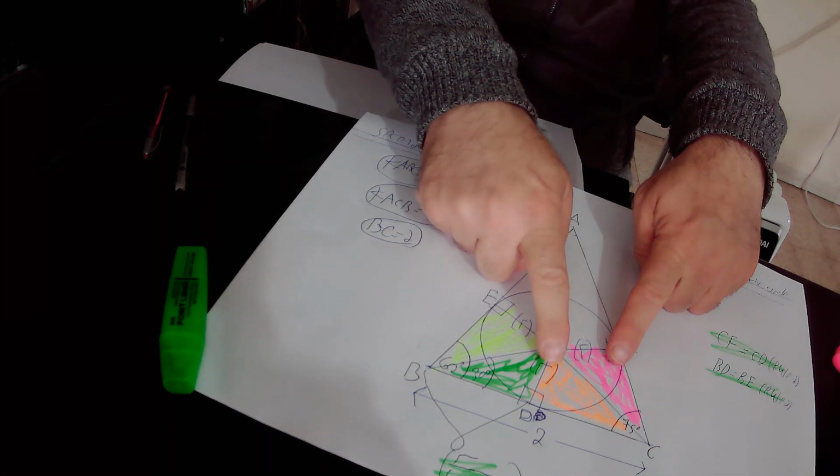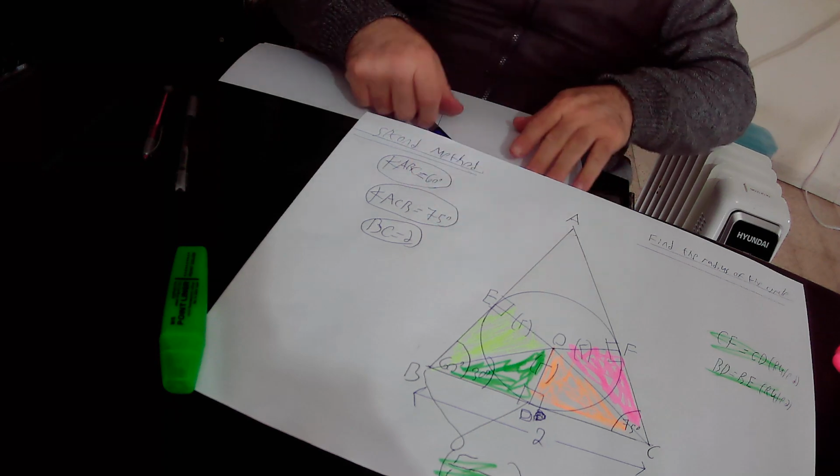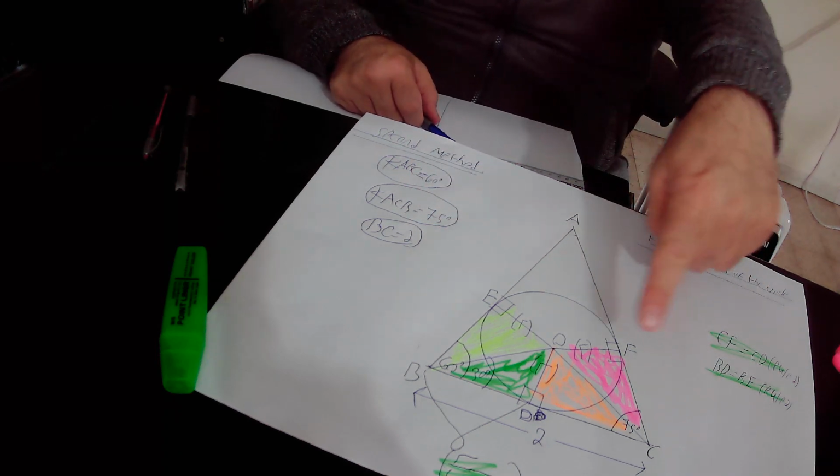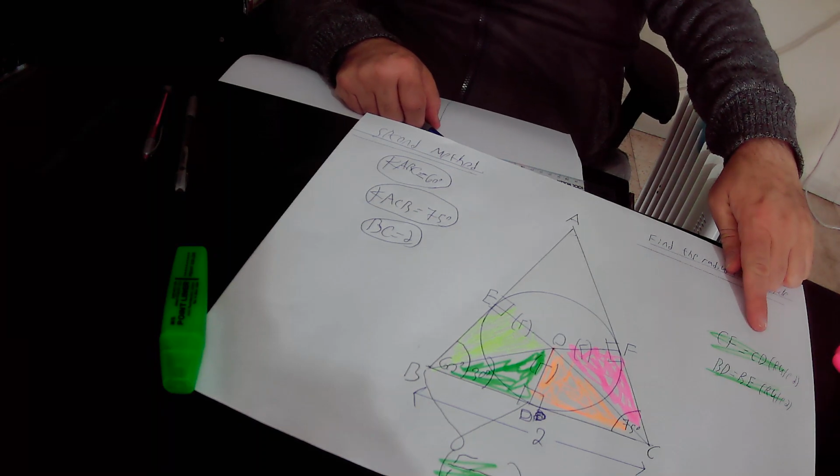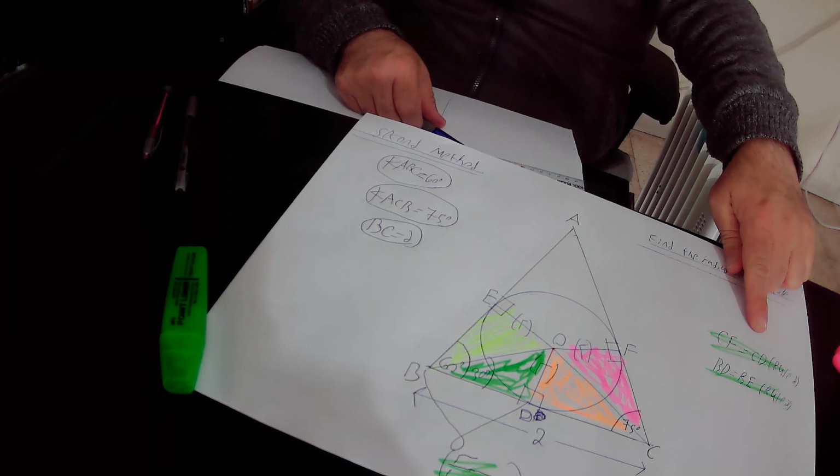So why can those two triangles go into each other? First of all, CF equals CD. Here CF equals CD according to rule number 2.